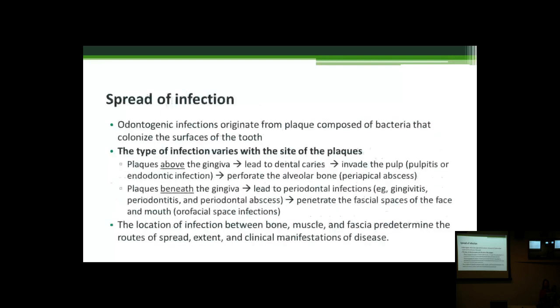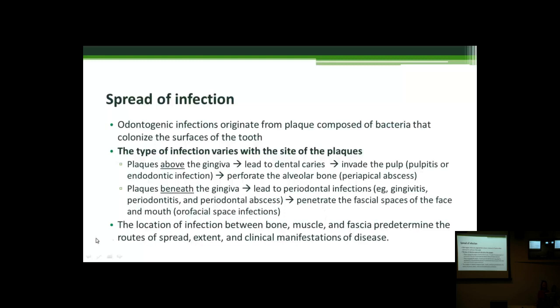The spread of infection: odontogenic infections originate from the plaque surrounding the teeth and the gingiva and can continue to colonize there, causing further destruction. It typically starts with plaque around the gingiva, leading to dental caries, which invade deeper into the pulp, causing an infection and perforating the alveolar bone and causing an abscess. The plaque beneath the gingiva can cause periodontal infections and gingivitis, and penetrate the fascial spaces deeper into the head, neck, and oral cavity area, causing deeper orofacial infection.